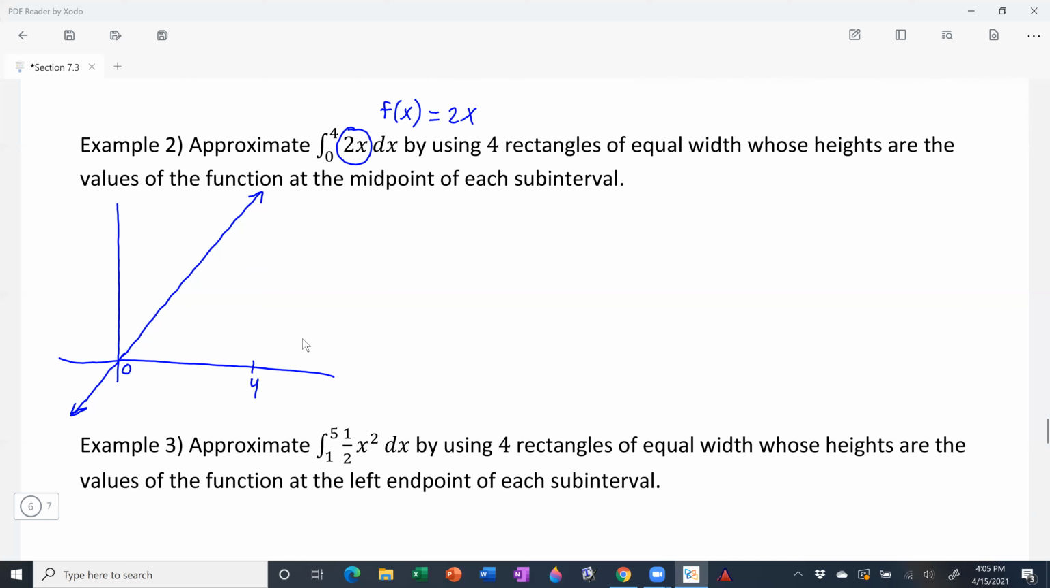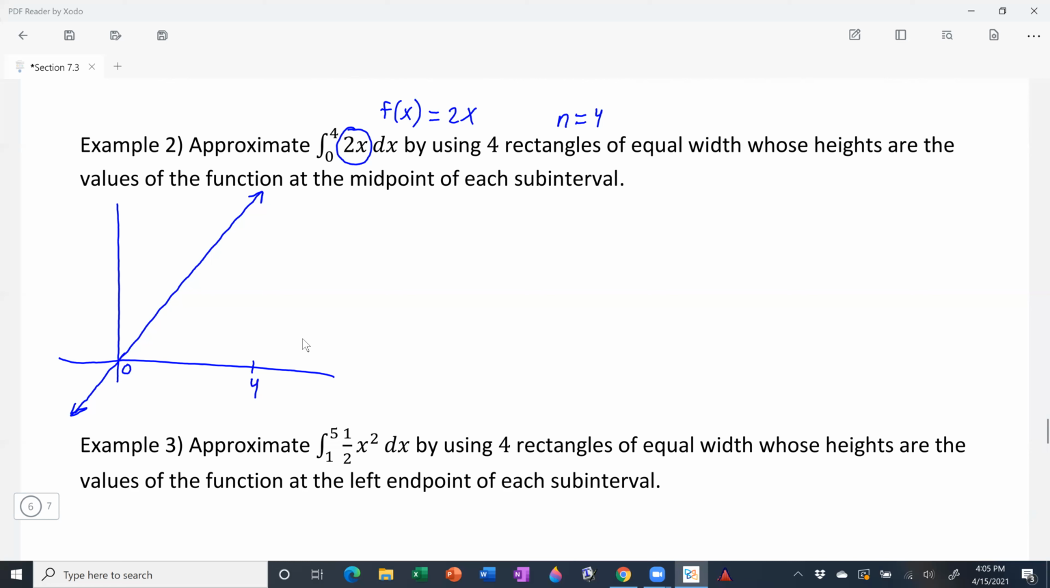Now we want to use 4 rectangles of equal width. So that means we want to use n equals 4 for our delta x. And then we want to use midpoints of each one. So we've got to come back to that a little bit because we are going to have to be more specific about choosing midpoints rather than just any arbitrary point, because the arbitrary point only works when you're doing the limit process or if you're doing an enormous number of rectangles.